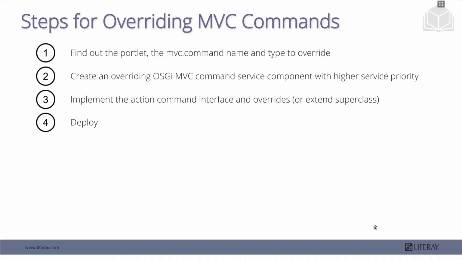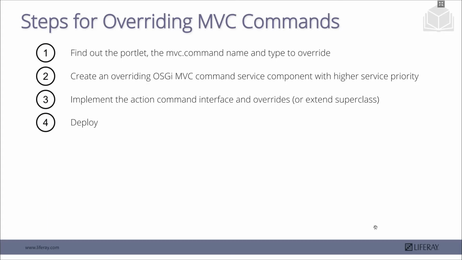So let's take a look at how we can override some of the MVC commands within Liferay. So we first start off with deciding, what exactly are we trying to override? Maybe there's a specific portlet application we want to override. And so once we figure that out, we go ahead and find that specific portlet. We then find the MVC command name that we are trying to tap into or override, and then override it.